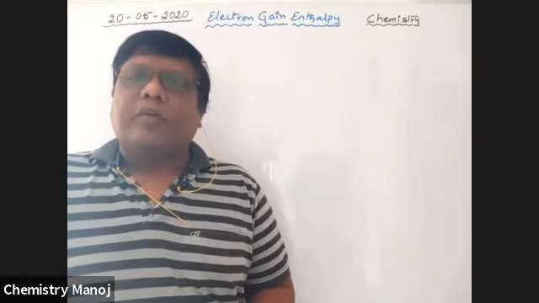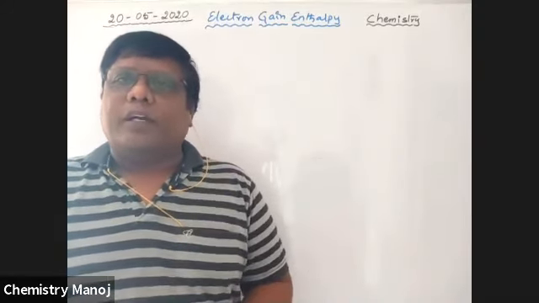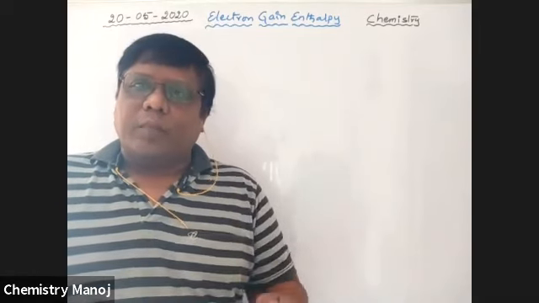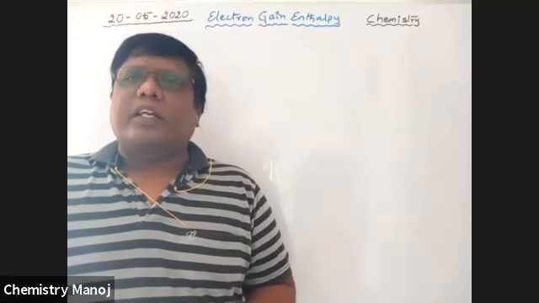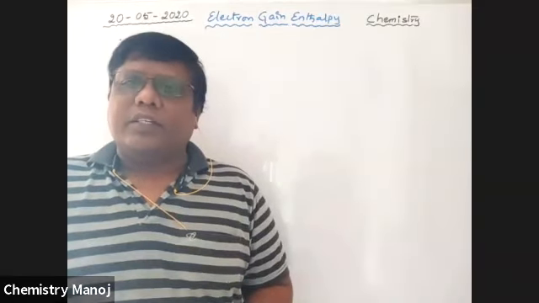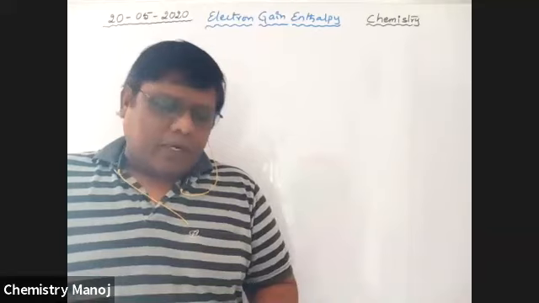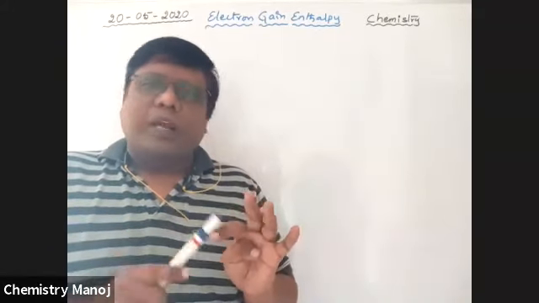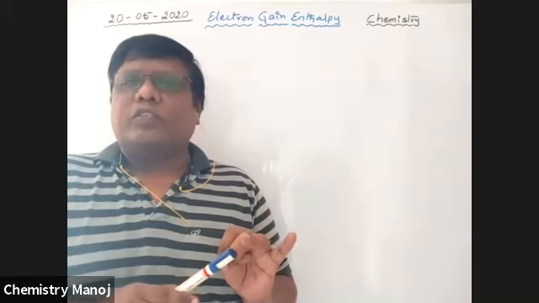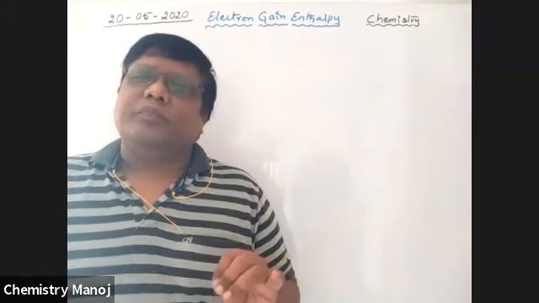So already in your periodic table, two properties are completed. One is atomic size or atomic radius, and the second one is ionization enthalpy. That I completed yesterday. Now today my target is three properties: electron gain enthalpy, electronegativity, electropositivity, and if possible, valence.